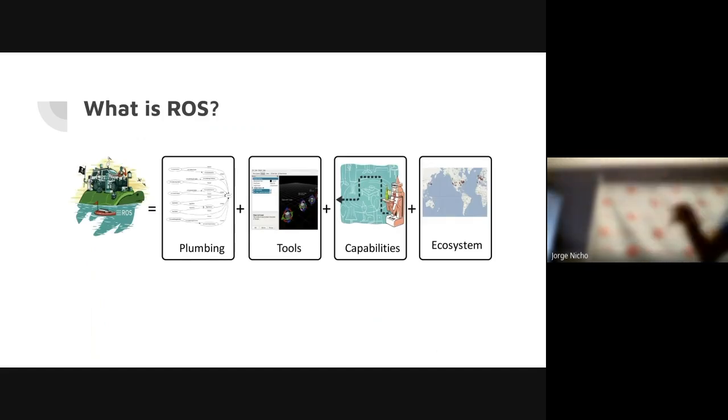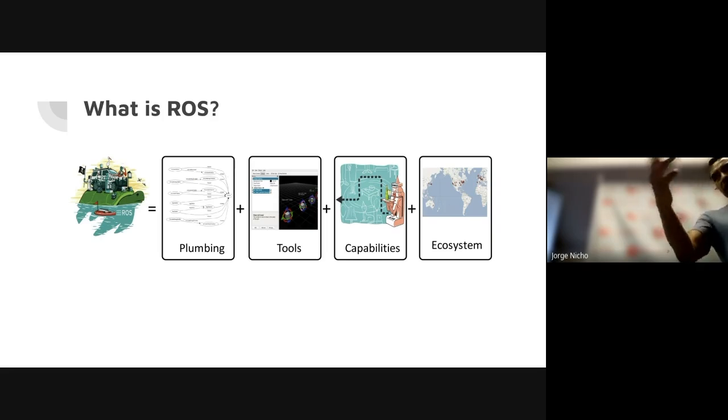So this is a high-level depiction of what ROS looks like. On the left side, you have what they call plumbing. ROS basically works by, when you have a ROS system, it's a number of applications that talk to each other in some way or another.